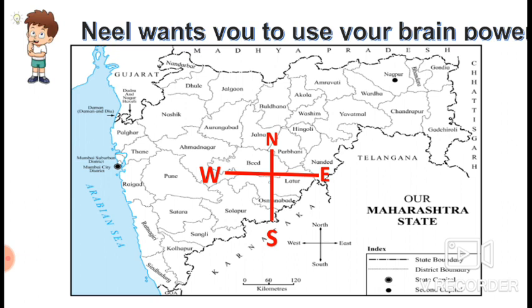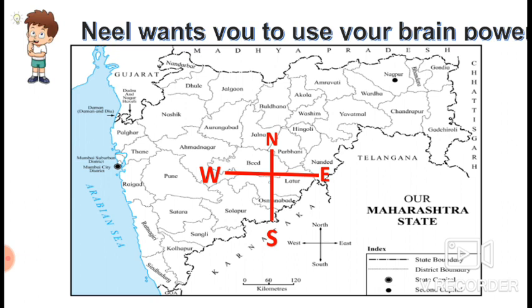Students, now let us look at the important elements on the map. Students, please look on the map. This is the title and the subtitle of the map. Title is the name. It is our Maharashtra state. And subtitle is, we are going to see the districts of Maharashtra state.